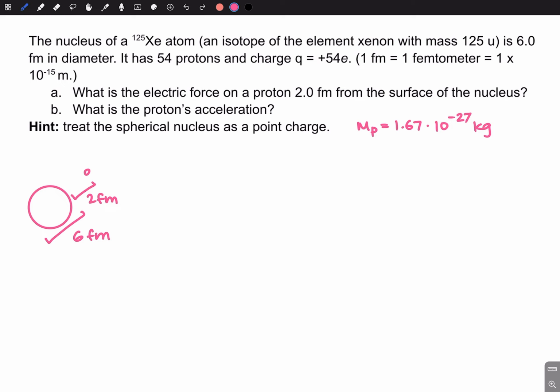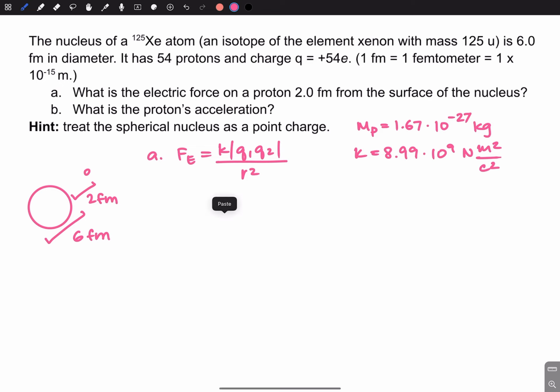We know that if we treat the nucleus as a point charge, in that case, we can use Coulomb's law, and force electric equals k Q1 times Q2 over r squared, where r is the distance from the center of the nucleus to the center of the proton. Okay, and k is just a constant. Okay, that's the value of k.